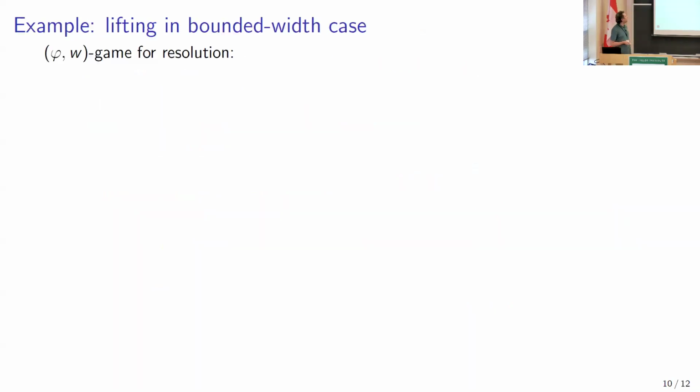Okay, what's a game? A game is as follows. For a CNF formula phi and parameter W, we define a game for resolution. We have two players, prover and adversary, and they have a common partial assignment. Initially, it's the empty assignment, and the prover has two possible ways. First way, forget.